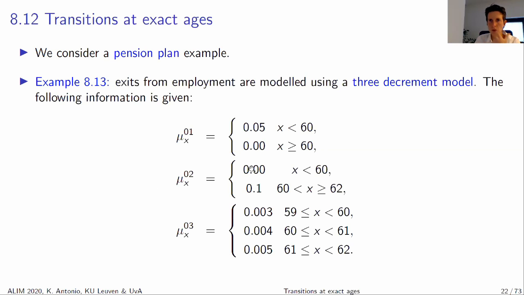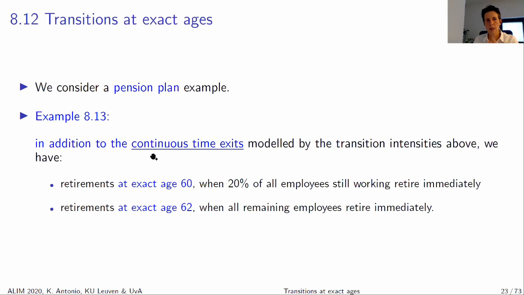For instance, retirement, that's to go from state 0 to state 2. Retirement cannot happen before the age of 60, and then between age 60 and 62, I guess this has to be smaller than or equal to 62, not greater than or equal to. Between age 60 and 62, you've got the following constant force of retirement. Now, besides this, there are also some additional transitions which are possible.